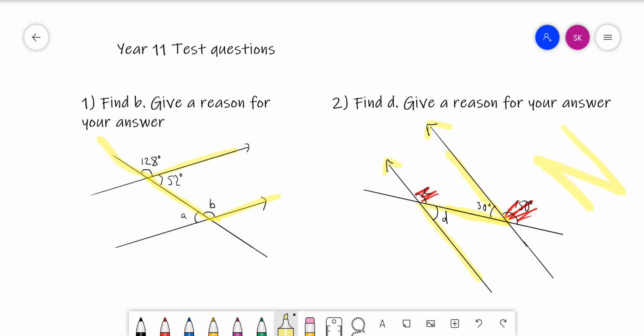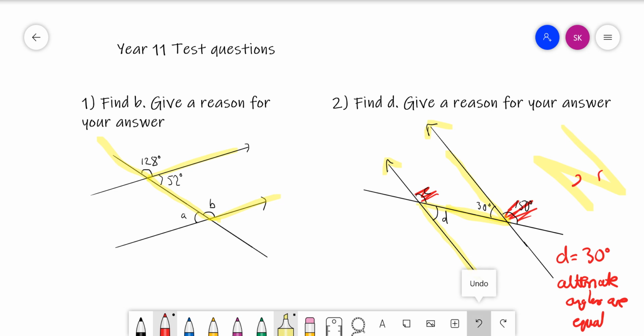I've created a Z. So parallel lines, F's and Z's. F's corresponding angles are equal. Z's alternate angles are equal. This angle here is the same as this angle here. So D equals 30 degrees because alternate angles are equal. That is the most efficient method for finding this out, guys. If you didn't do it that way, I want you to make sure you've made some purple pen notes on your questions.